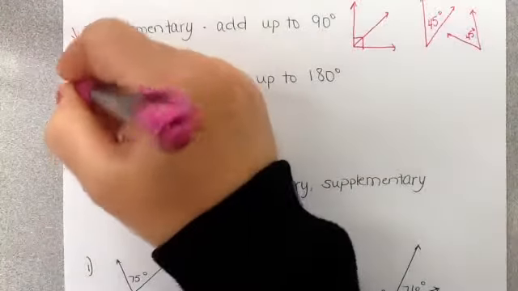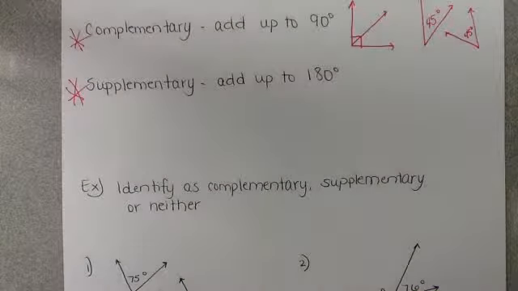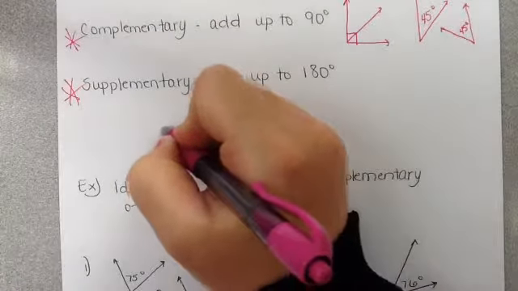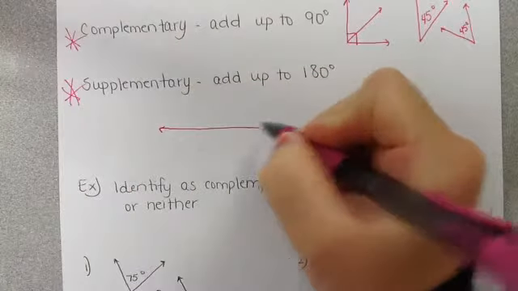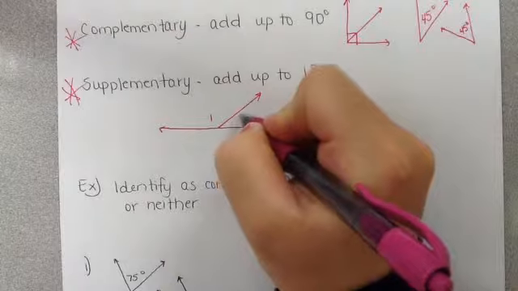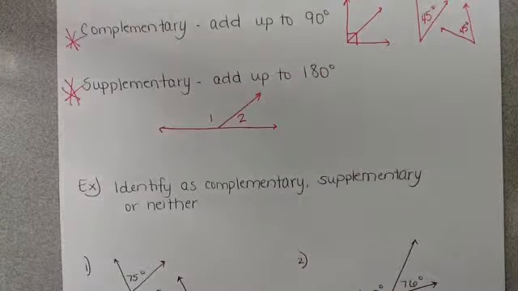Supplementary, then, adds up to 180, and it's going to be really important that you memorize the difference between the two. So supplementary, 180 we know makes a straight line. So if they make a straight line, angles 1 and 2 are supplementary. They make a straight line or they make 180.